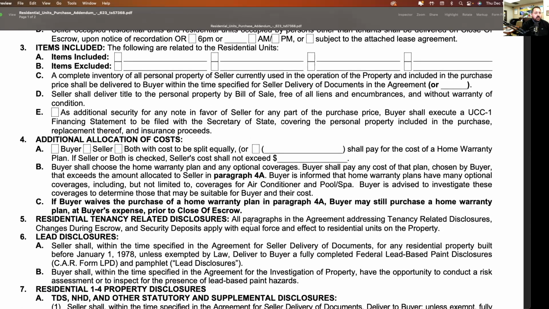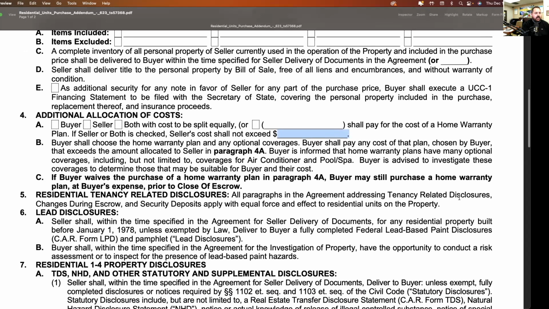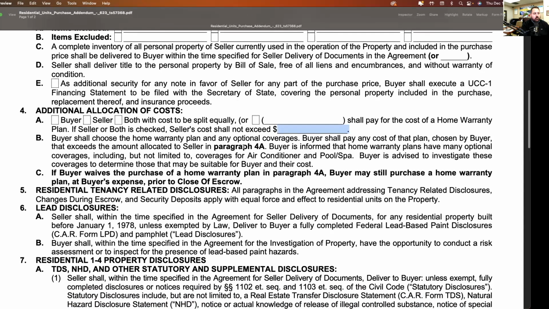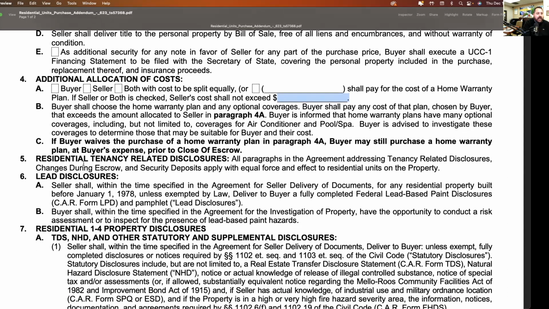Additional allocation of costs. Buyer or seller, both will pay for the home warranty and what the price of that plan is. Buyer shall choose the home warranty plan, right? It gives that already default who's paying for it and who's going to choose it. If buyer waives the home warranty plan, buyer may still purchase a home warranty plan at buyer's expense prior to close of escrow. Okay, right? So if they're waiving it, you don't check off anything here.